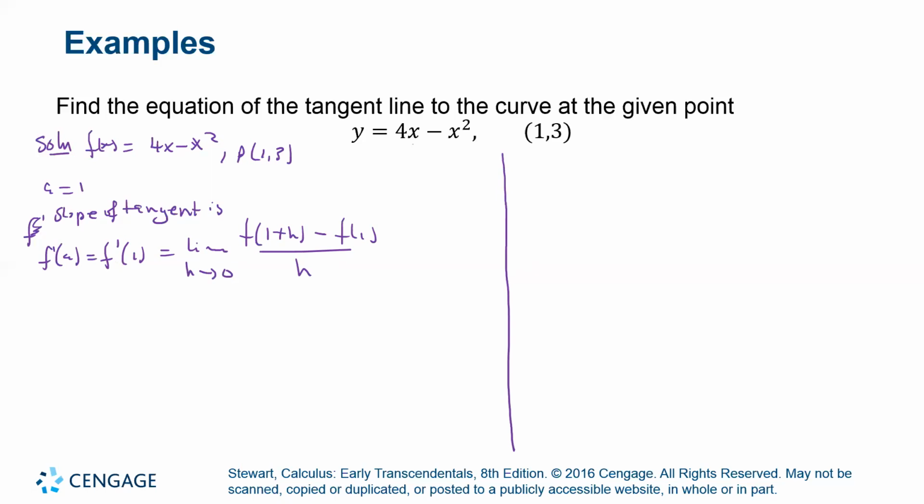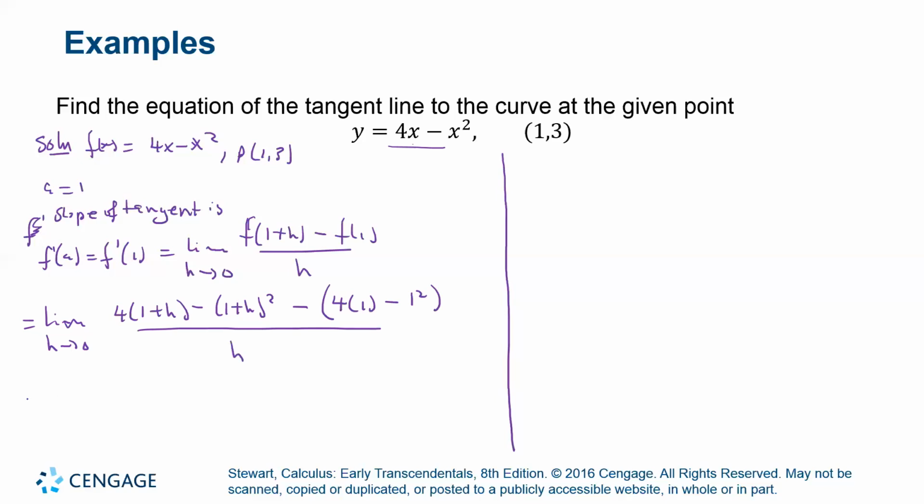We have the function, and f of x is given over here. So this is equal to the limit. As always, we want to simplify that before we impose the limits. Which will give me 4 times 1 plus h minus 1 plus h all squared. Then minus, in parentheses, 4 times 1, because f of 1, when x is 1, then minus 1 squared. Now all divided by h. So let's simplify that.